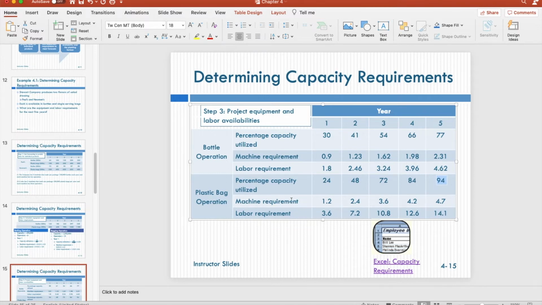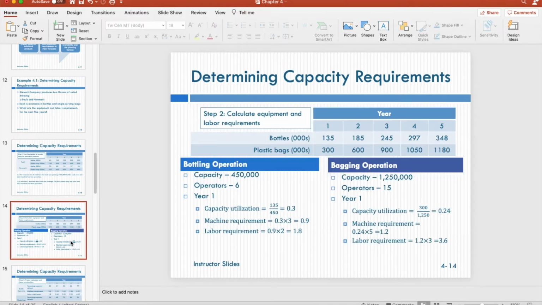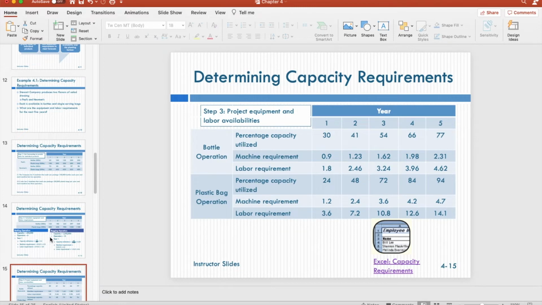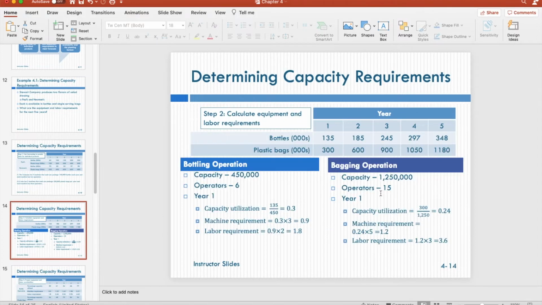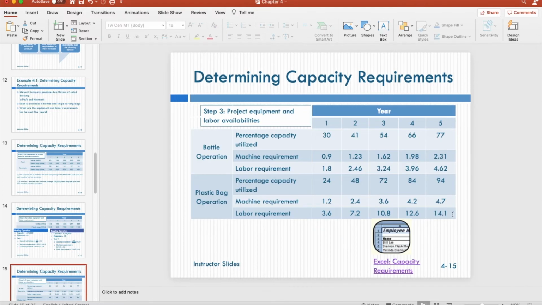Similarly for the machine requirement, this is 4.7, but this is still less than 5. Also for the labor requirement, our capacity level is 15, right? And since this 14.1 is still less than 15, you're still good. But as I said, since this column of numbers is very close to the corresponding capacity level amount, it's probably time for the CEO or CFO to consider whether you need to improve the capacity in order to prevent losing profit opportunity.